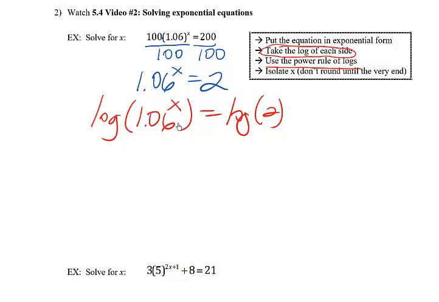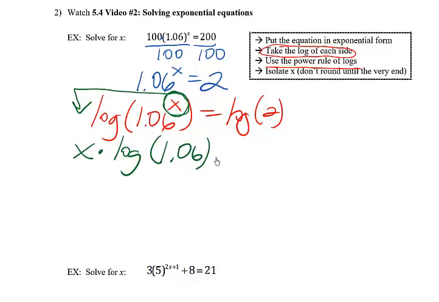All right, well, let's go ahead and use the power rule of logs. I can take this power, according to the rule, and move it to the front as a multiplier. And that is going to give me x times log of 1.06 equals log of 2. Log of 1.06, that's just some number. Log of 2, that's just some other number. Don't worry about what they are right now. I don't want to introduce any rounding in the middle of my problem, so I'm just going to leave them as they are.